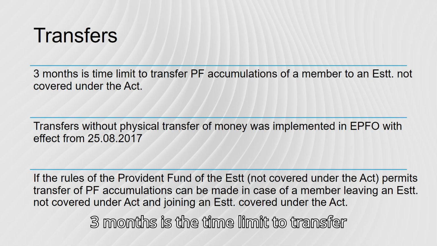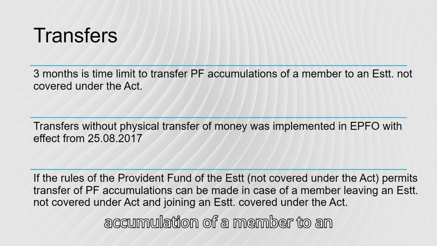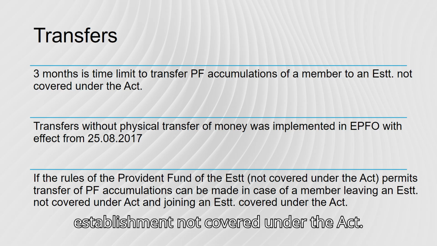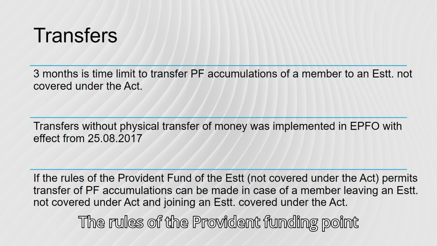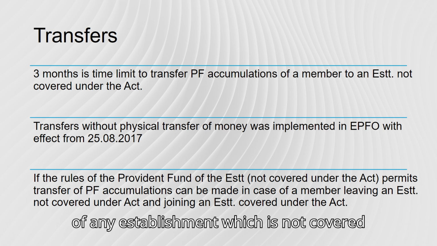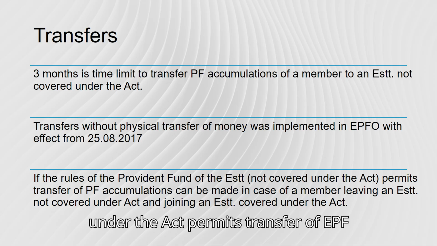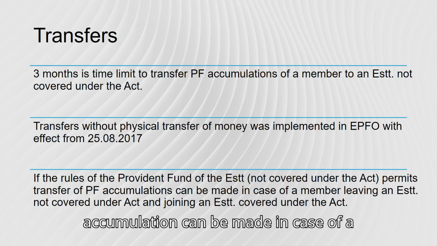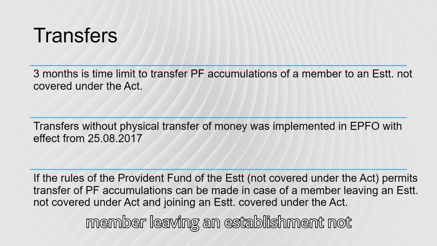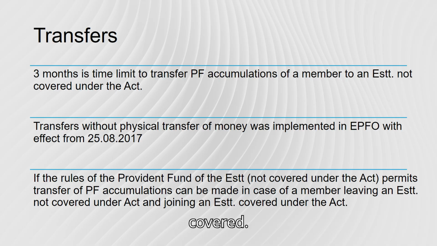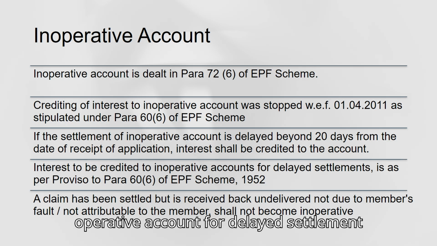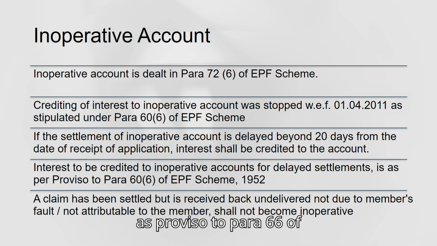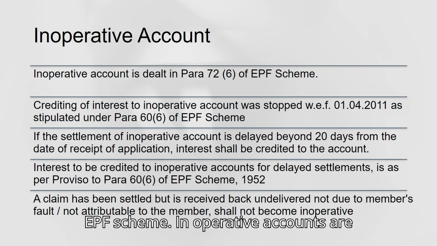3 months is the time limit to transfer the accumulation of a member to an establishment not covered under the Act. If the rules of the provident fund of any establishment not covered under the Act permit it, transfer of EPF accumulation can be made in case of a member leaving for an establishment not covered. Interest has to be credited in an operative account for delayed settlement as per proviso to Para 66 of the EPF scheme.